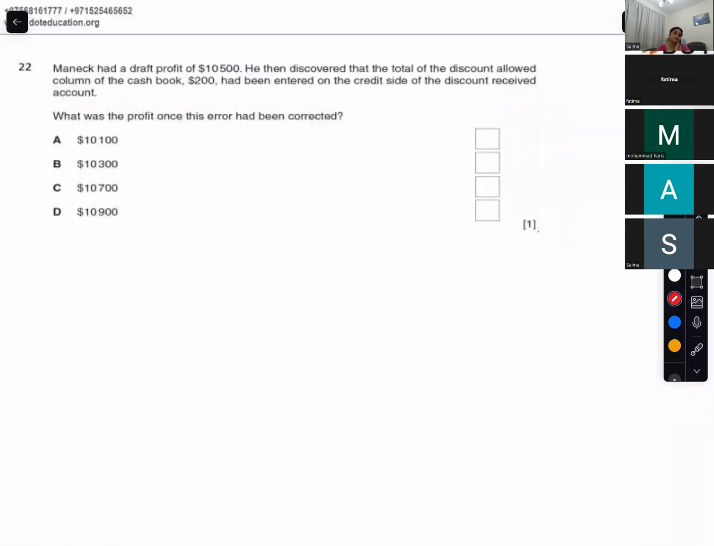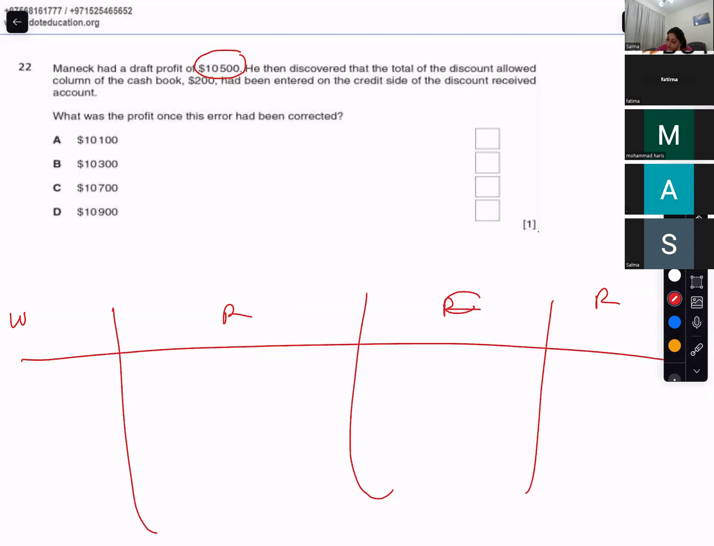Manik had a draft profit of $10,500. He then discovered the total of the discount allowed column of the cash book, $200, had been entered on the credit side of the discount received account. What was the profit once this error has been corrected? First, we'll correct the error: wrong, reverse, correct, rectification. The correct is discount allowed debit 200. The wrong is he credited discount received 200. We'll reverse it, so discount received debit 200. The rectification will be discount allowed debit 200 and discount received debit 200.